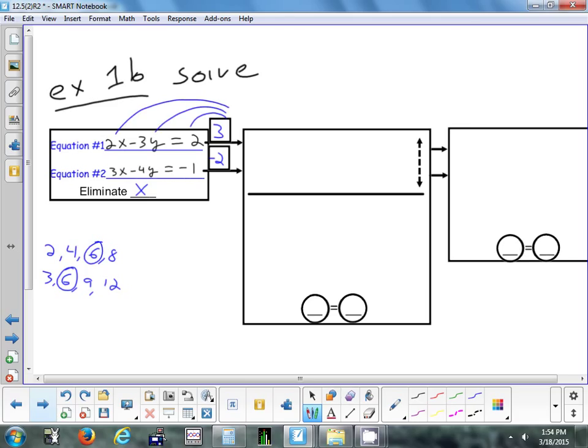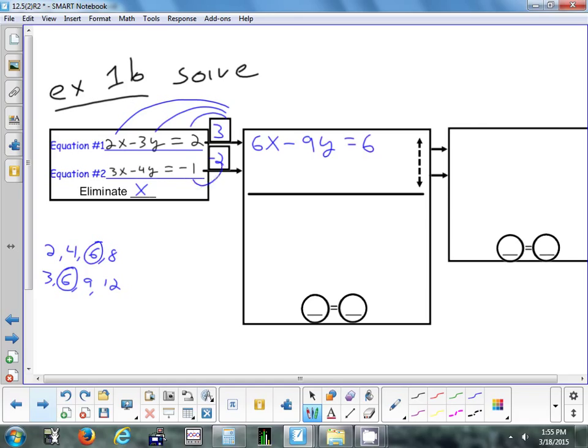Okay, let's distribute out. You can tell me what you get in the top equation when you distribute out 3. Right, I heard 6x, that's good. Minus 9y. Okay, and how about William? Can you tell me the last one? 6.